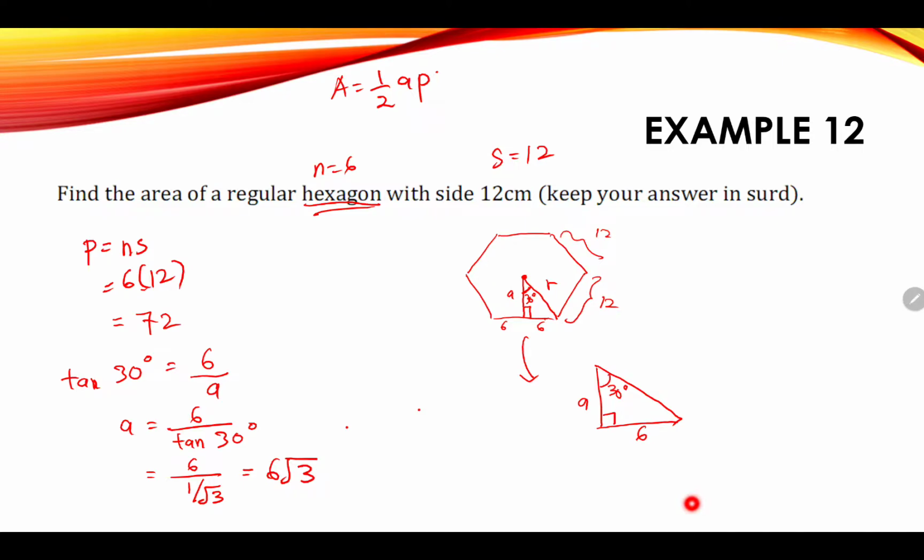Okay, dah dapat A, dah dapat P. Kita masuklah dalam formula A equals 1 over 2 AP. Ini 1, 3. So 72 darab 3 jadi 216. So 216 square root 3 cm kuasa 2. Okay, so itu solution dia.